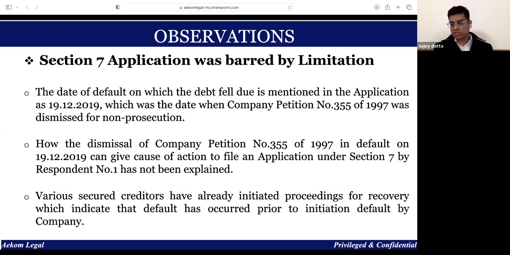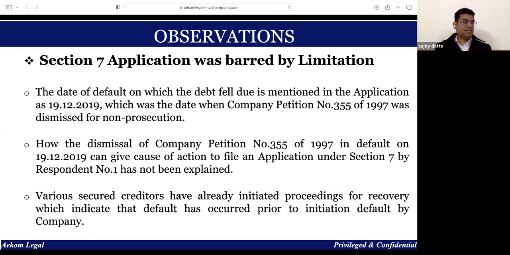Coming now to the third issue, whether the application was barred by limitation. On this, we'll see that the date of default, which was mentioned in the application, was 19th of December 2019, which was very cleverly put there because that was the date when the company petition, the winding up petition, was dismissed. But the court got into the issue that how can a cause of action be said to arise for filing of a financial debt petition when the triggering event is merely the dismissal of a winding up petition.